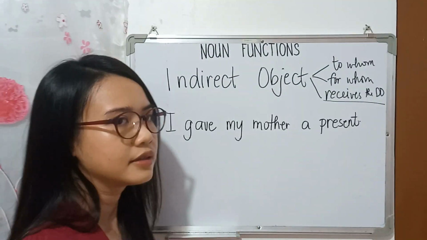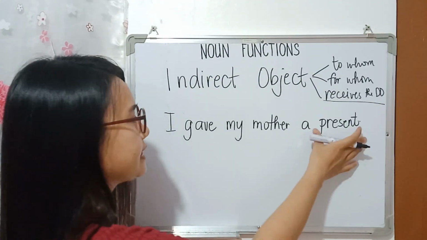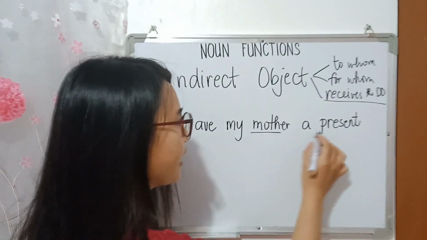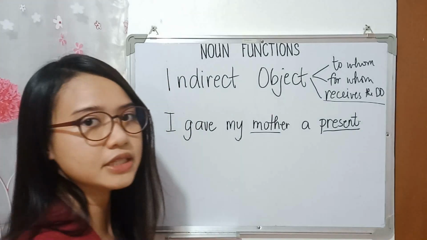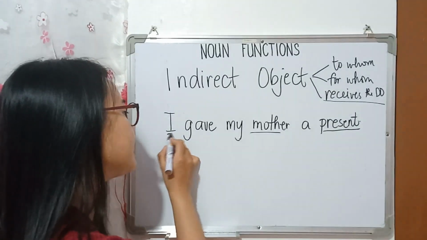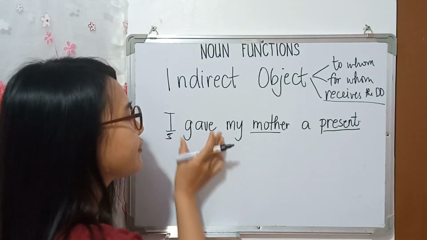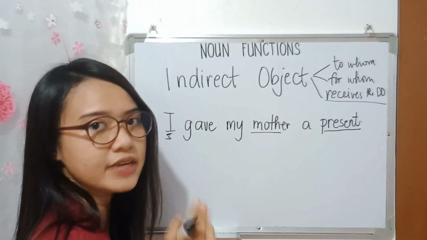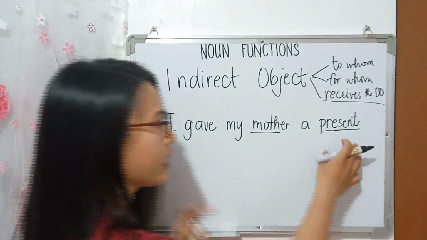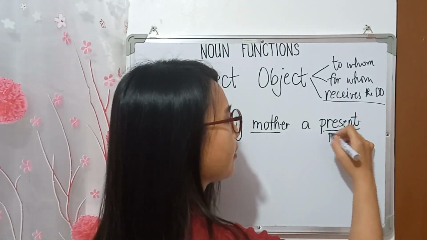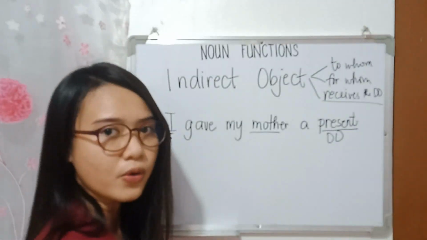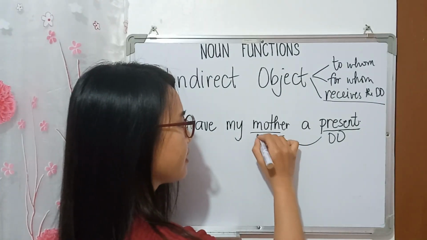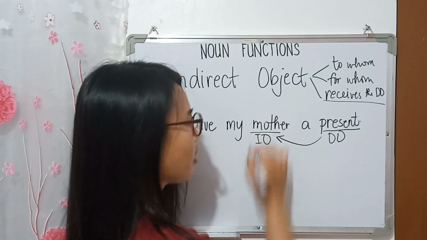Example, I gave my mother a present. Now, we have here two nouns, mother and present. The subject of our sentence is I. This is a pronoun, subject. The verb is gave, and I gave what? What is given by the subject? A present or a gift. So this one is the direct object. Now, who receives the direct object? Mother. Therefore, mother is our indirect object.